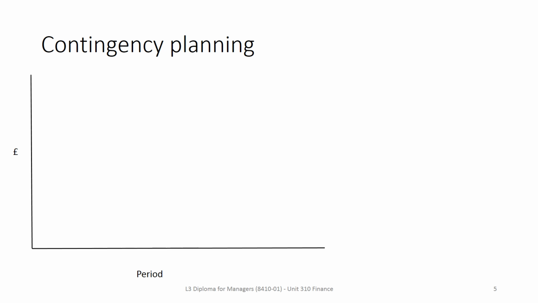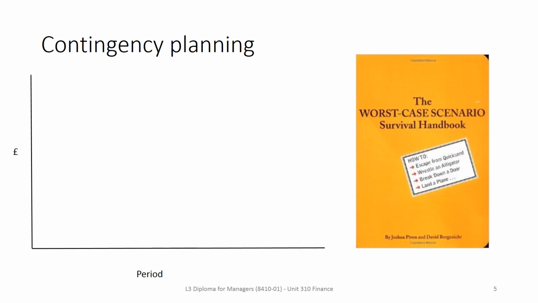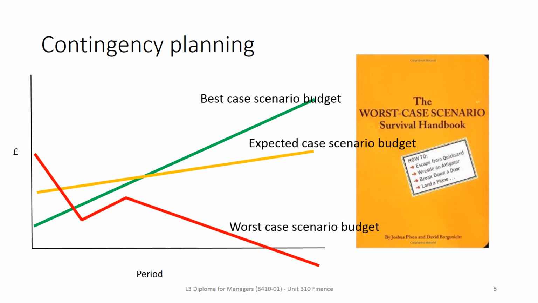So, contingency planning in budgets allows organisations to respond in a structured way to unplanned events, and is generally undertaken at the same time as you're doing your annual budgeting process. It's like creating a sort of survival guide, really, you could say. In a simplistic situation, budgeting for contingencies will in effect just be about creating 3 budgets: a best case scenario budget, an expected case scenario budget, or the worst case scenario.